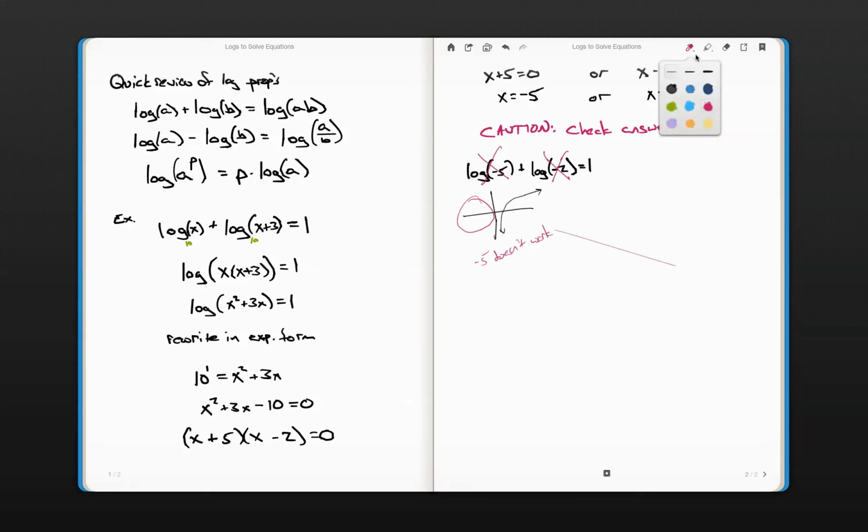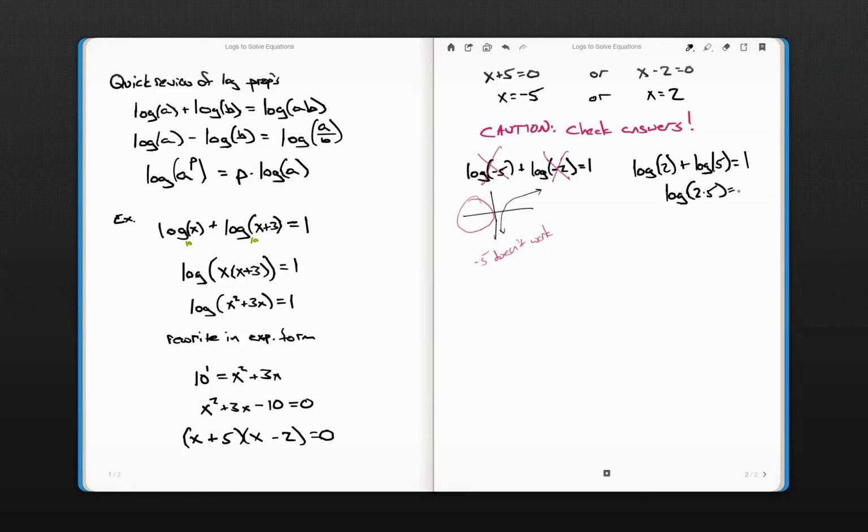All right, so we better check our 2. Let's check the 2 answers since we found that that 1 didn't work. First of all, let's erase this. Sometimes I get excited and I make extra lines. So let's say the log of 2 plus the log of, in my original equation, 2 plus 3, so that would be 5, equals 1. So that's the log of 10.